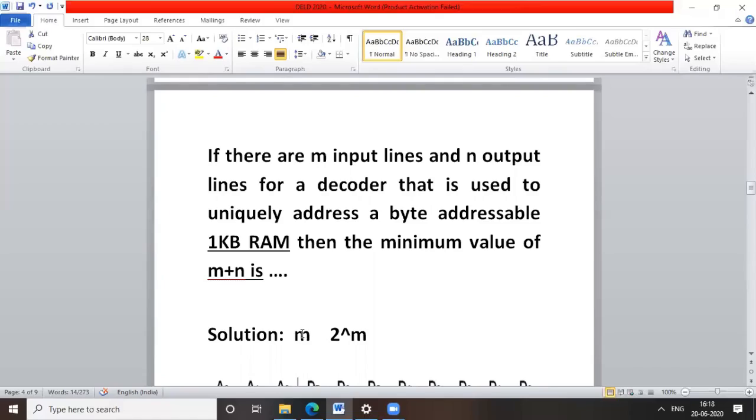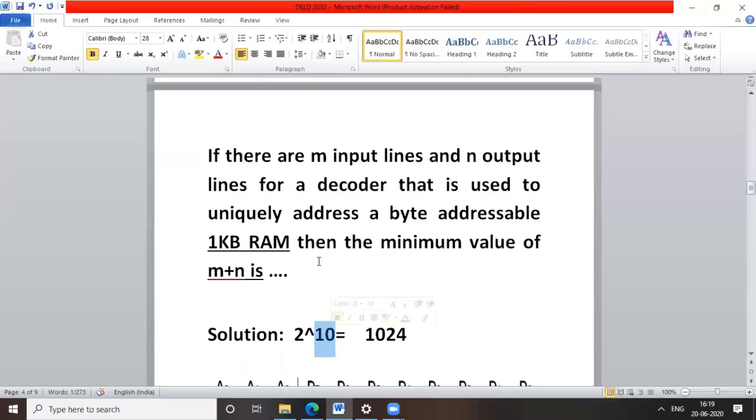I already told you the relation between the number of input lines and output lines in a decoder. If the number of input lines is M, then the number of output lines will be 2 raised to M. Here we know the number of output lines is 1024, so how many input lines should be present? You must know this relation: 2 raised to 10 is equal to 1024. So in this decoder, 10 input lines should be present. We have obtained the value of M. M will be 10 and N will be 1024.